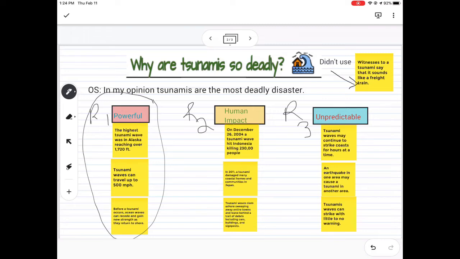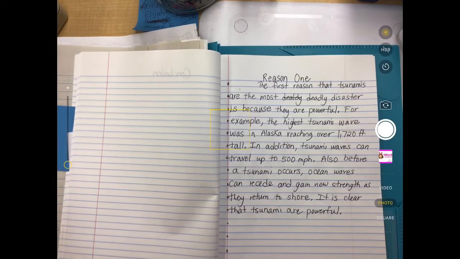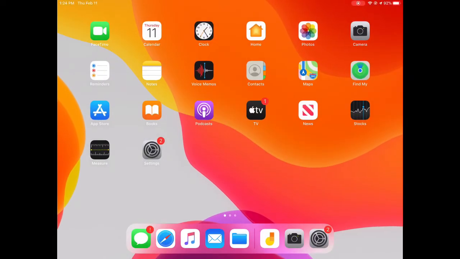So you can see what I did was I came up with my reason. I said, the first reason that tsunami waves are the most deadly disaster is because, so we want to use that phrase, is because they are powerful. Then after that, boys and girls, I added in my evidence, the 3 facts. I used transition words like for example, in addition, and also. And then I ended by restating my reason. It is clear that tsunami waves are powerful. I hope you guys enjoyed this lesson and have fun drafting your Reason 1 essay today.